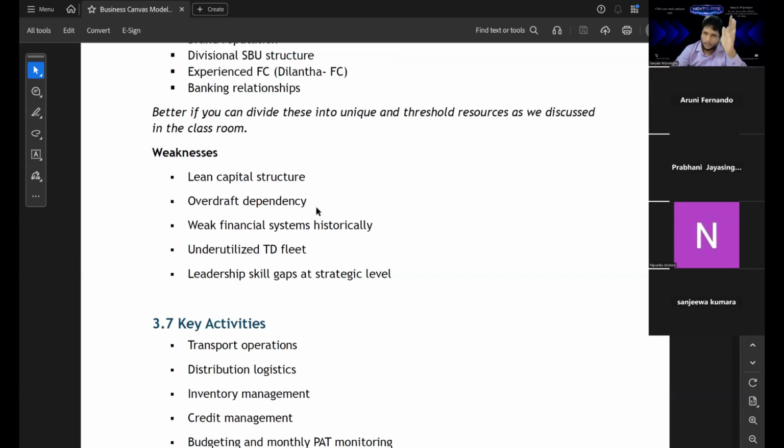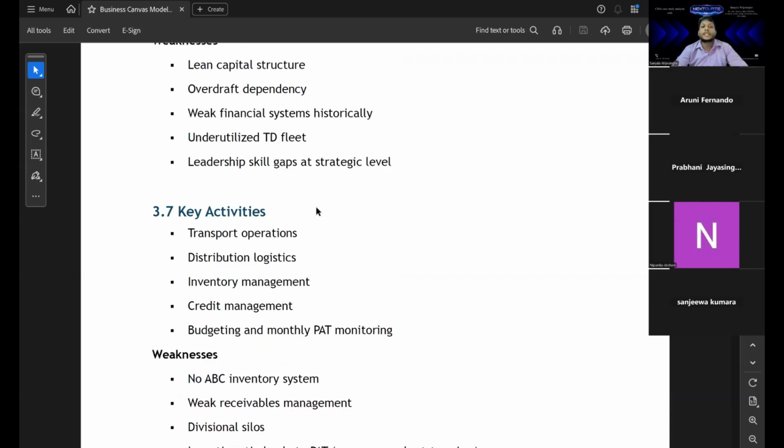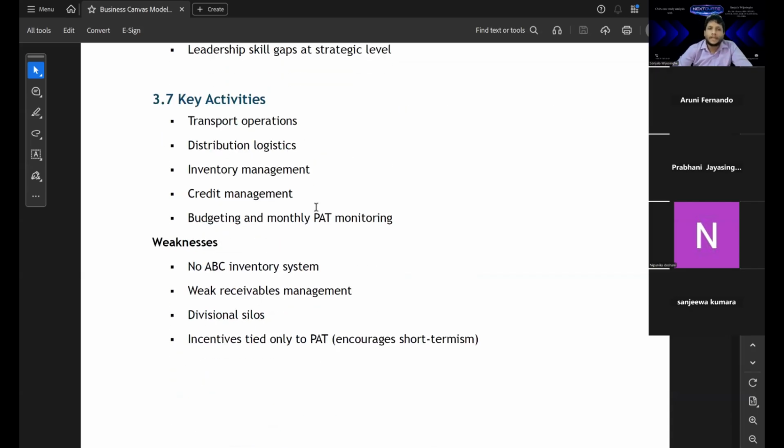Then, first of all, we will complete these things. Key activities: transport operations, distribution, logistics, inventory management. That is why we talk about ABC analysis, because they do not have a scientific inventory analysis system. Then we adopted ABC analysis. Then the credit management. That is why we learned EAR, effective annual rate. Then we are granting discounts and collecting money earlier.